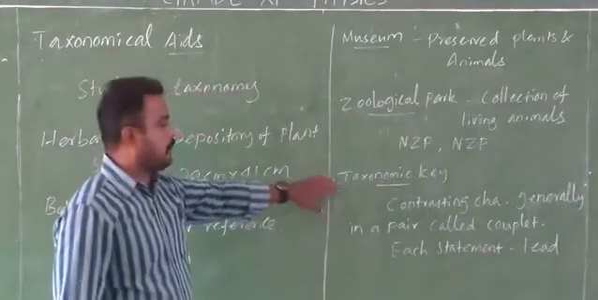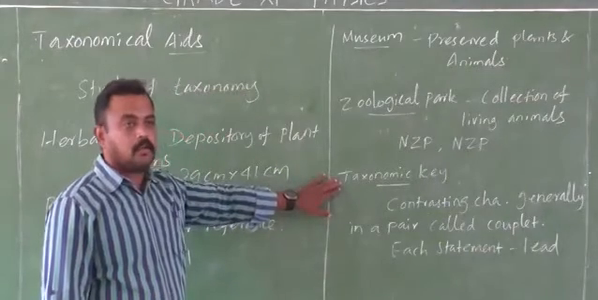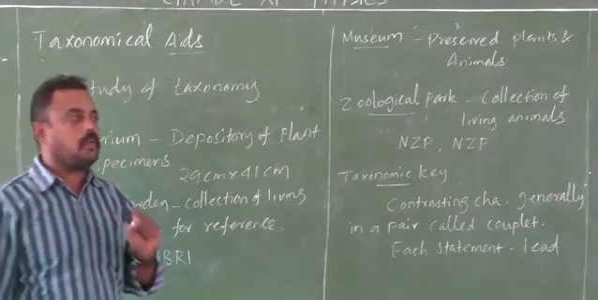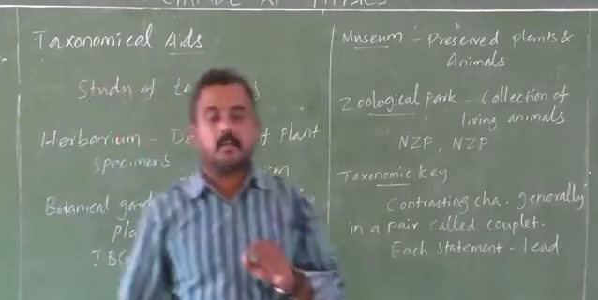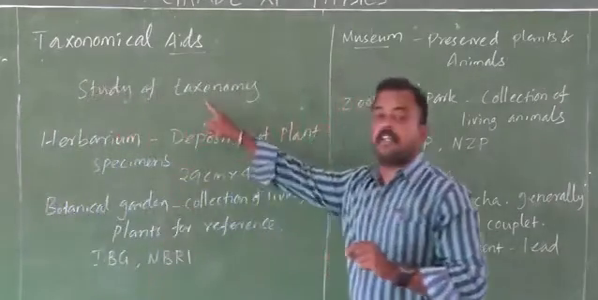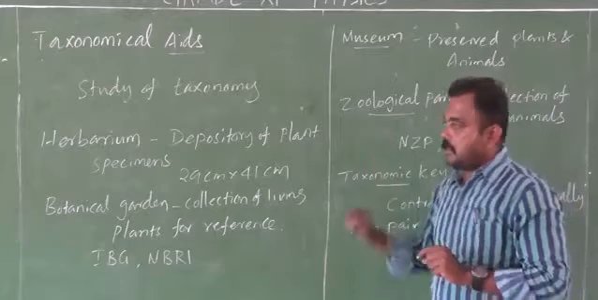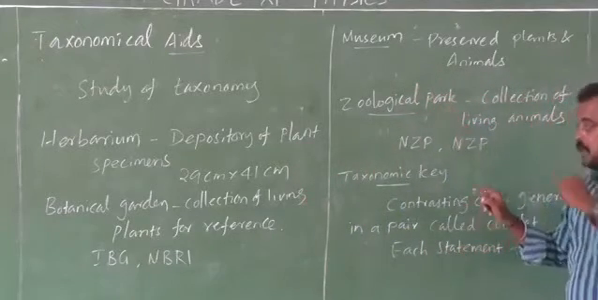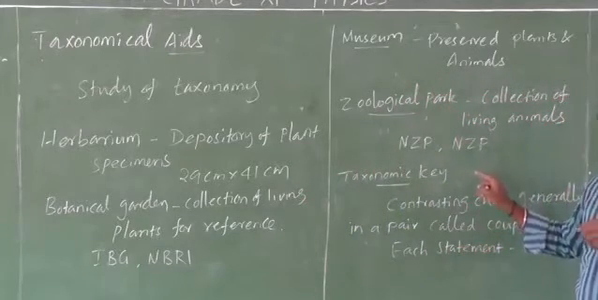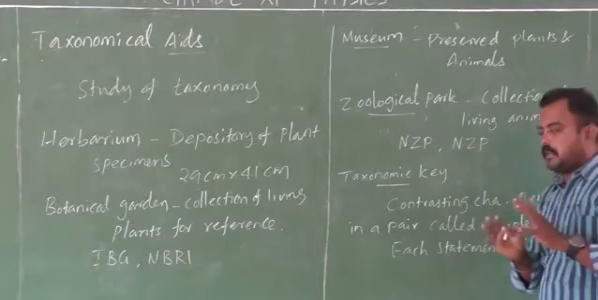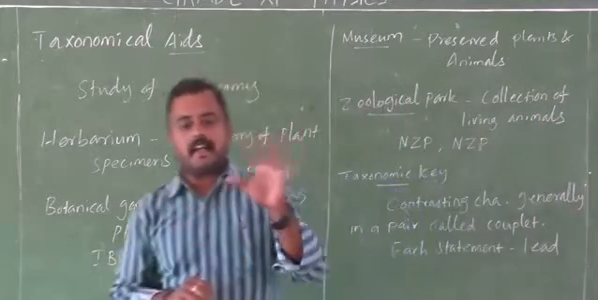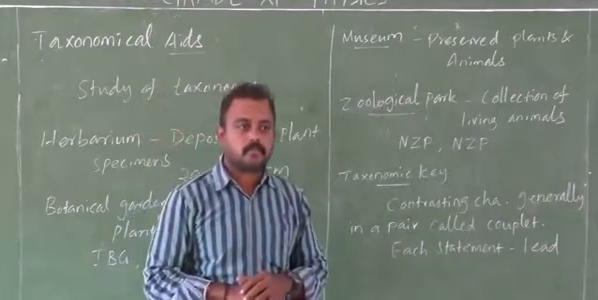Next one, taxonomy. It is a very, very important tool. It is a very important aid in the study of taxonomy. It is also like herbarium, botanical garden, museum, zoological garden. Why? Here they have given questions. Yes, contrasting questions.